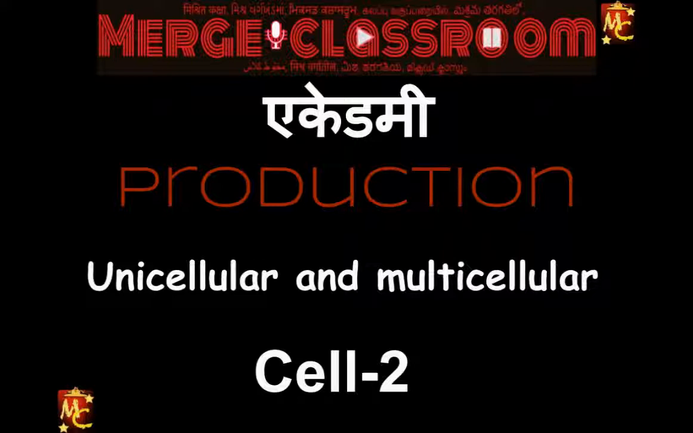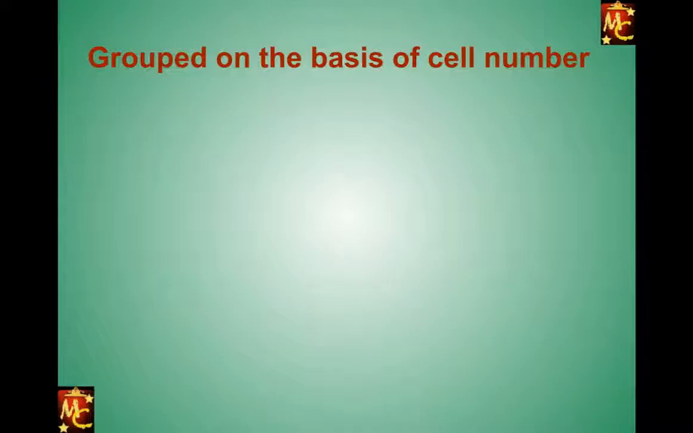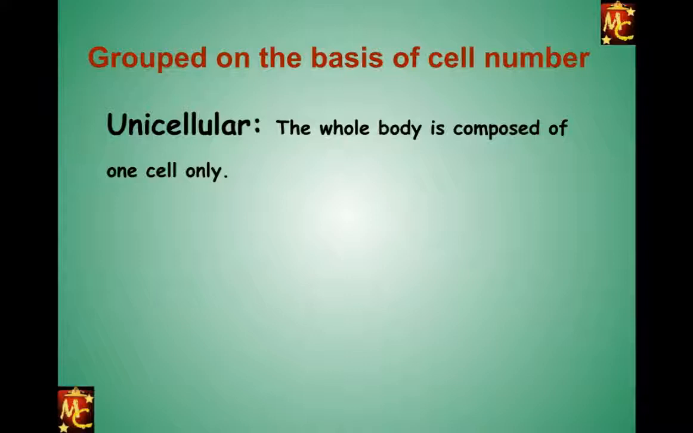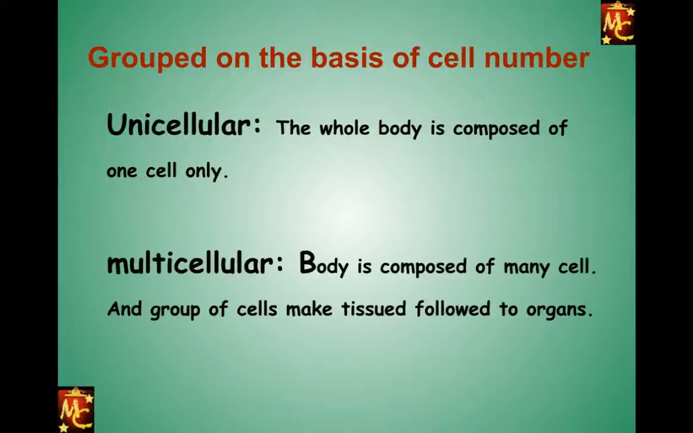In part 2 of the cells, we will discuss unicellular and multicellular organisms, grouped on the basis of cell number. We can divide them in two parts: either unicellular or multicellular. Unicellular are those whose bodies are made up of only one cell, and multicellular are those whose body has many cells, even billions of cells.